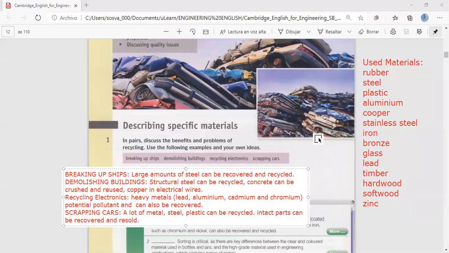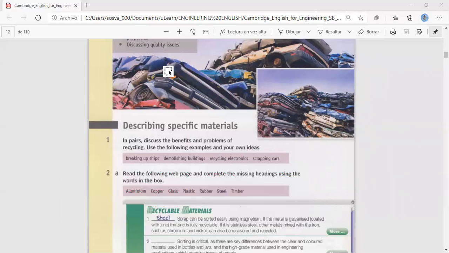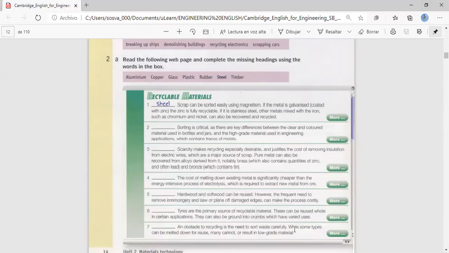May I erase this? Yes, no problem. So let's continue with the next part. In exercise 2, you have to read the following web page. It's about recycled materials. And you have to complete the missing headlines using the words in the box. So you can see that they have a headline, but they're not complete. We have materials as options: aluminum, copper, glass, plastic, rubber, steel, and timber.